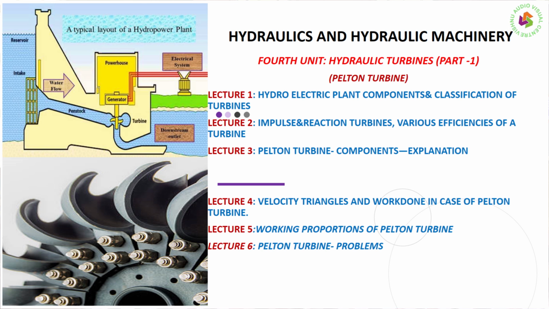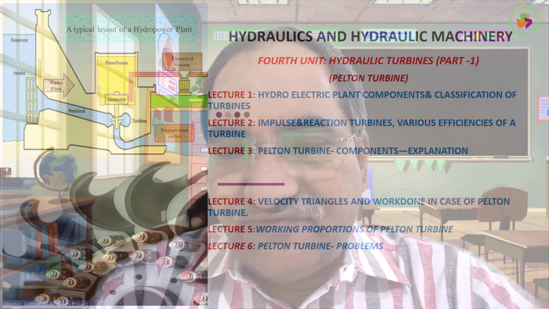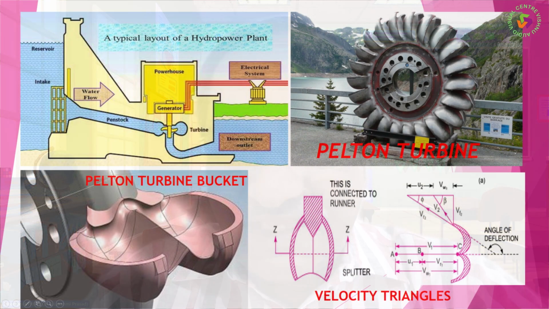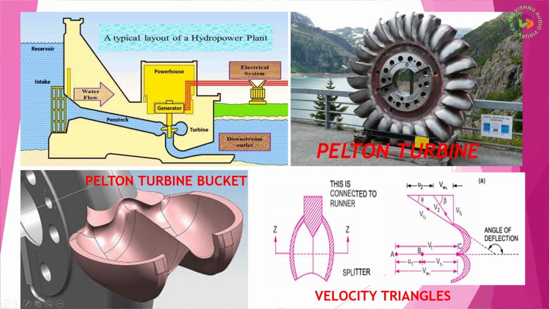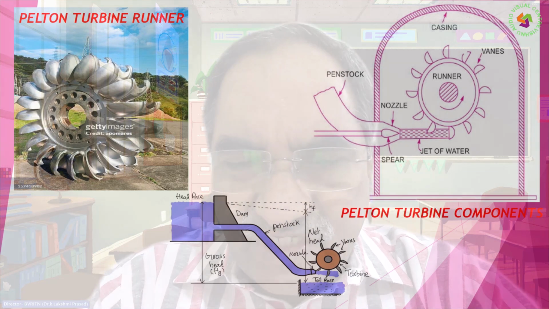We have completed, starting from the components of a hydroelectric plant, the classification of turbines, then the distinction between impulse turbine and reaction turbine, and between tangential flow, radial flow, axial flow, and mixed flow turbines. Then we have taken up the various efficiencies such as hydraulic efficiency, mechanical efficiency, and overall efficiency. Then we took up the components of a Pelton wheel and sketch, and then work done and efficiency in the case of the Pelton turbine through the velocity triangles.